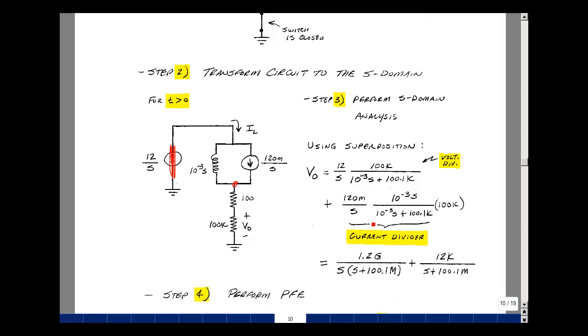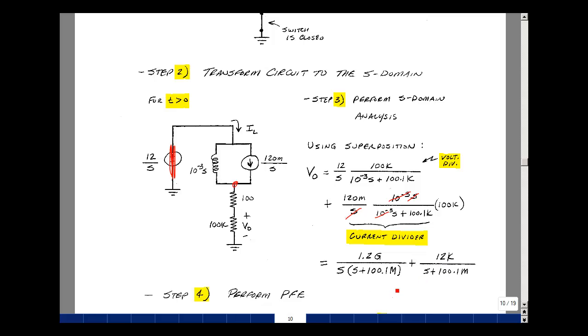Likewise here, I'll pull out a 10 to the minus 3. So I've got an S, and then I've got 100.1K divided by 1,000. The S's cancel. The 10 to the minus 3 and the 10 to the minus 3 here will cancel also. And then I've got 120 milli times 100K. The K and the milli cancel. And so I have 100 times 120, and that's 12,000.